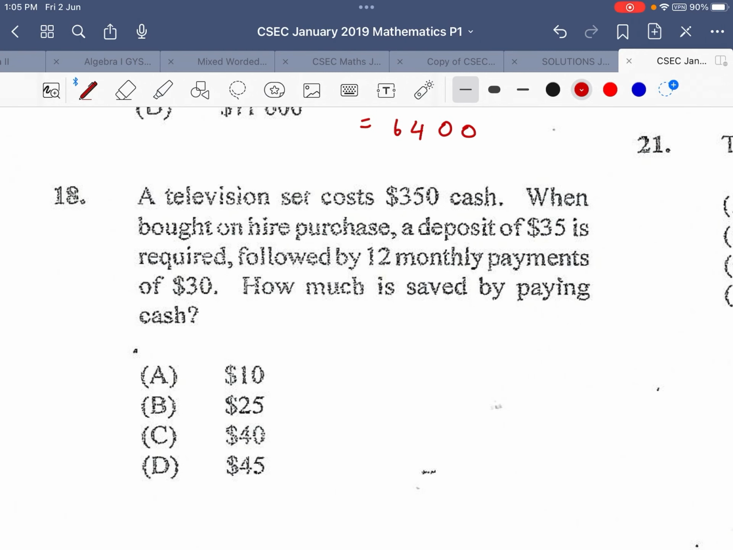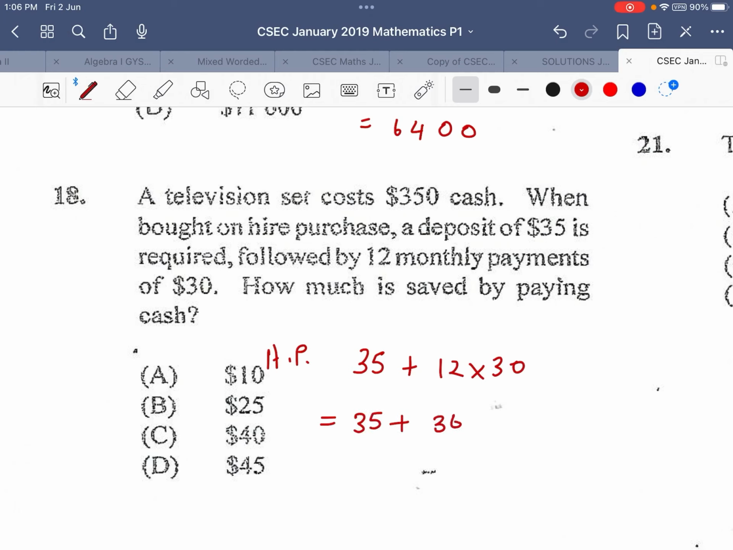For 18, a television set costs $350 cash. When bought on hire purchase, a deposit of $35 is required, followed by 12 monthly payments of $30. How much is saved by paying cash? So the cash is $350. The hire purchase is going to be the deposit plus 12 monthly payments of $30. So this is the hire purchase price. So it's going to be 35 plus 12 times 30.